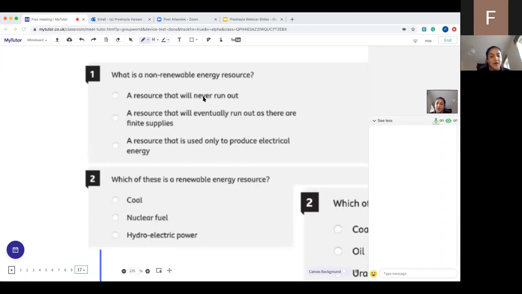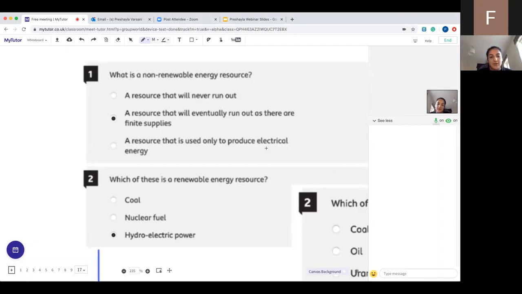Okay, so a non-renewable energy resource is a resource that will eventually run out because there are finite supplies. An example of this is fossil fuels, so coal, oil and gas. We're not going to have them forever. We can't keep extracting them forever, so that is non-renewable. Which of these is a renewable energy resource? That would be hydroelectric power. The reason that it is renewable is because water is easily replenished.